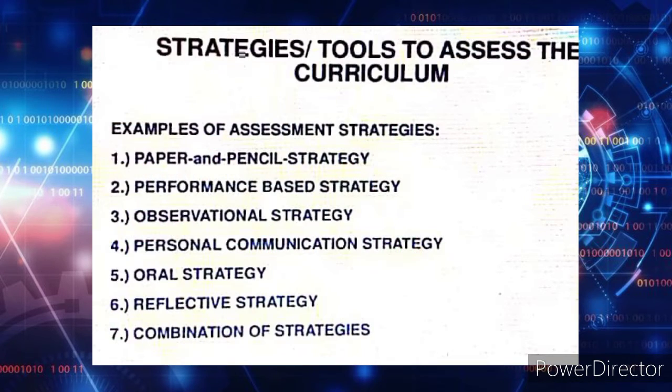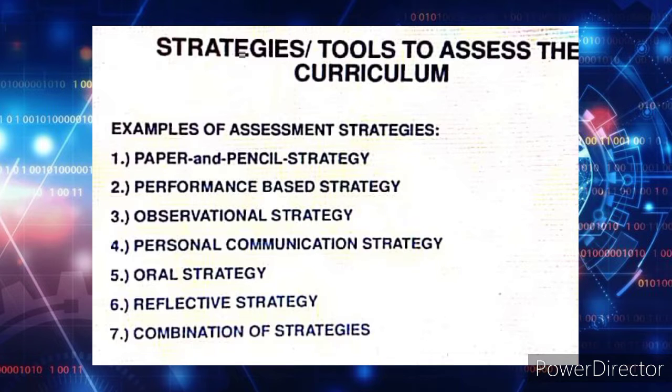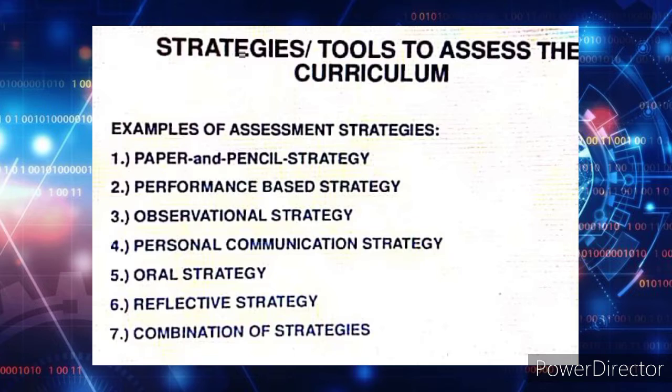In the strategies or tools to assess the curriculum, there are 7 examples of assessment strategies. First is the paper and pencil strategy. Second is the performance-based strategy. Third is the observational strategy. Number 4 is the personal communication strategy. Number 5 is the oral strategy. Number 6 is the reflective strategy. And lastly, number 7, combination of strategies.